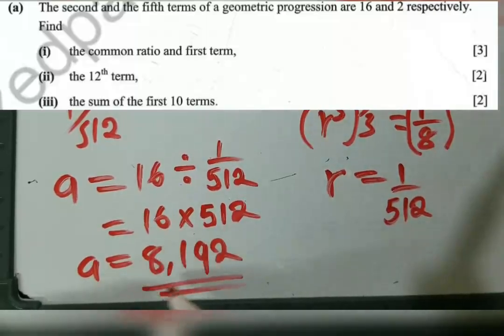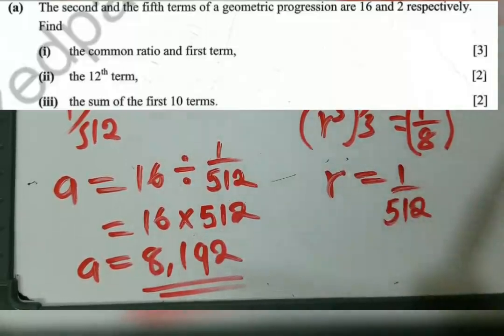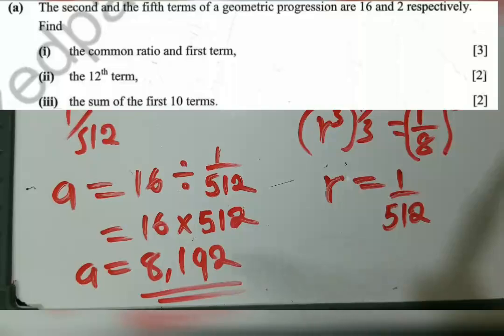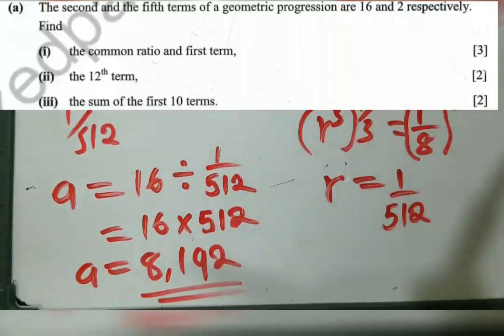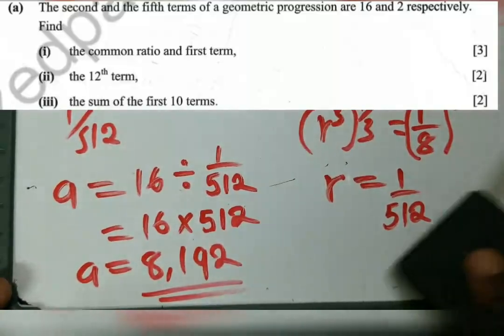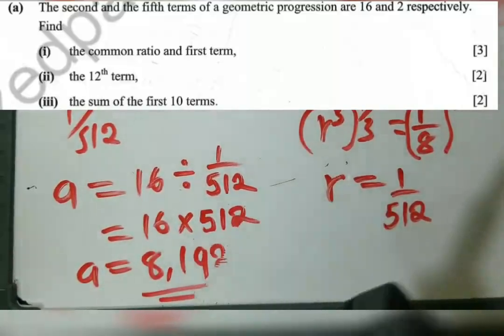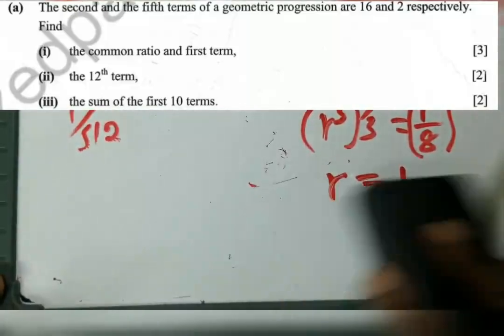So A, the first term, is this one, and the common ratio is that one. So this is how you find the first term and the common ratio. You can even use the other formula to find the 12th term and the sum of the nth term. The formulas are given on the answers.